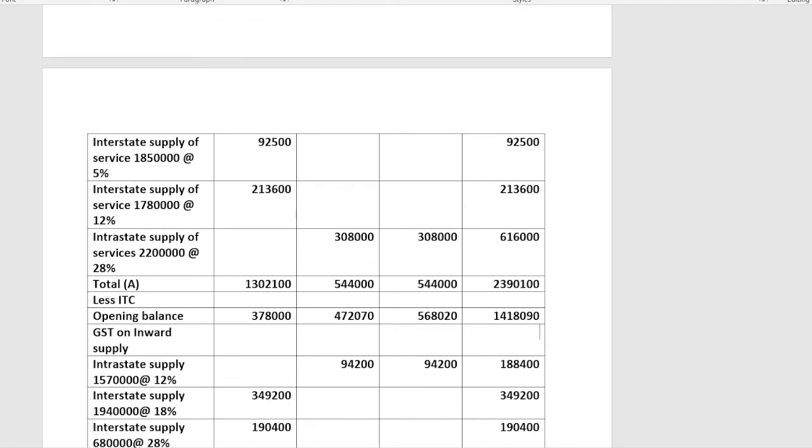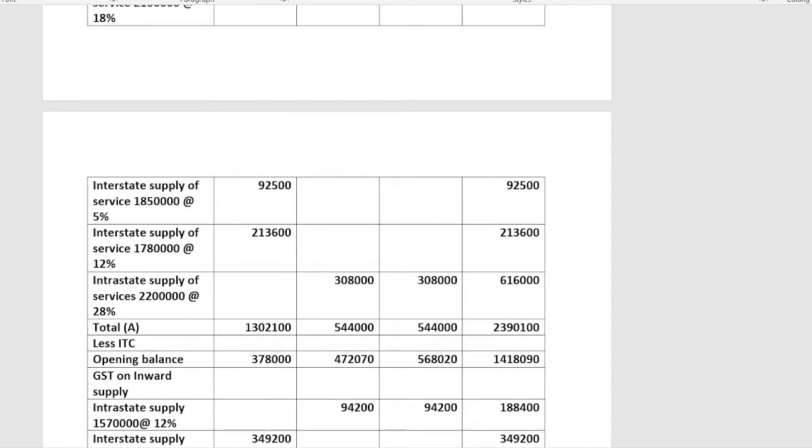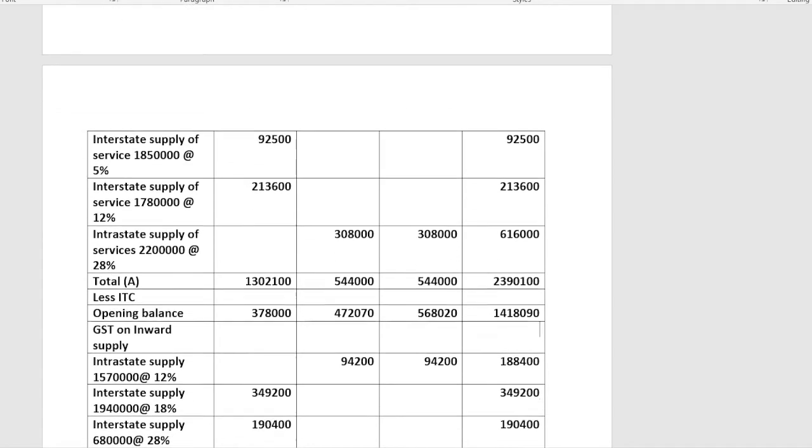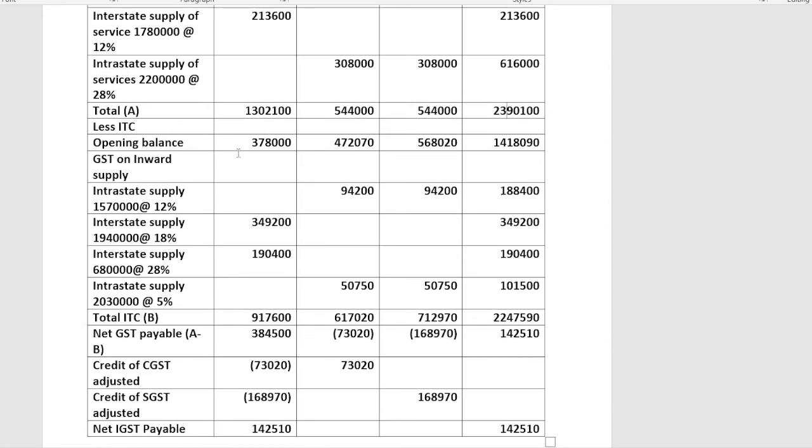And the last one was in Maharashtra, that means provided services in Jalna. So on that your tax comes: 28% on 22 lakhs, that is 6,16,000, half CGST and half SGST. So these are your total outward liabilities. Towards the IGST, around 13,02,100. Towards CGST, 5,44,000, and SGST, 5,44,000. Total 23,90,100. Now against that, the opening balance is there.